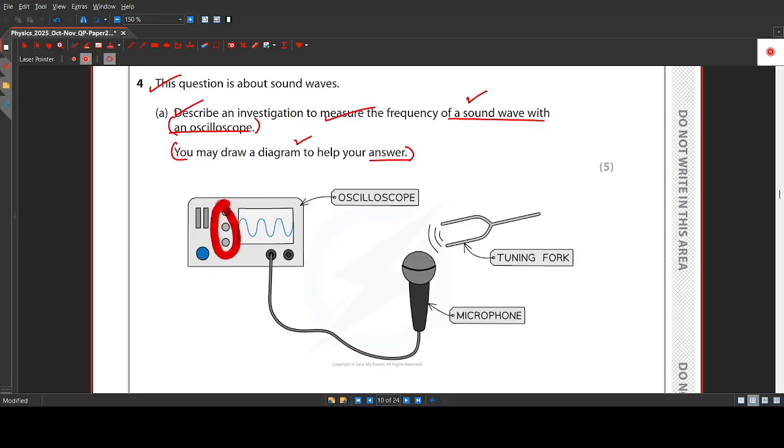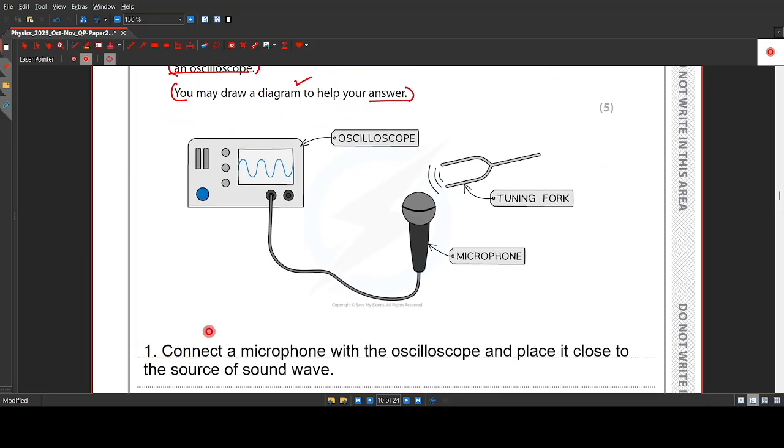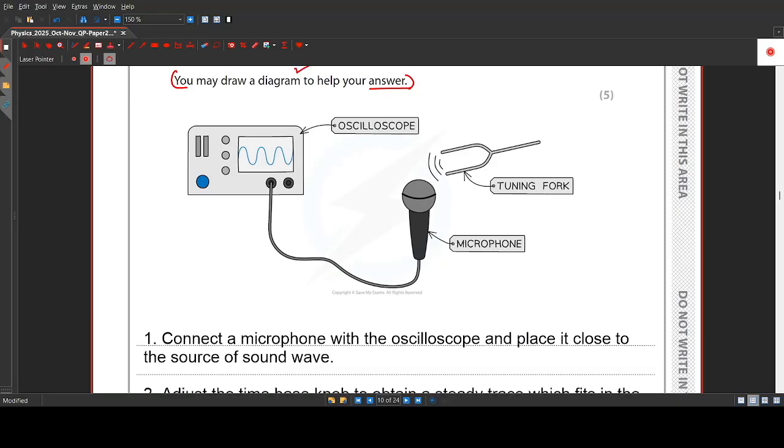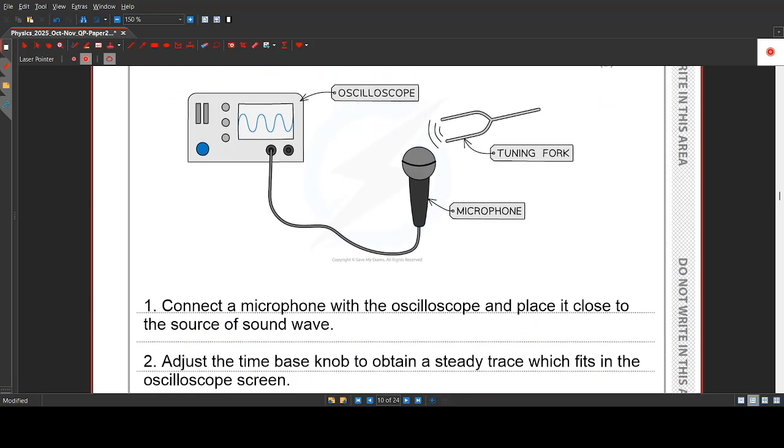We have got multiple knobs over here, and one of them is obviously the time-base knob, which we will have to deal with. Okay, now let's see how we will carry out this investigation. First step is connect a microphone to the oscilloscope and place it close to the source of the sound wave. Since they didn't tell us what is creating the sound wave, I just wrote source of a sound wave. Okay, adjust the time-base knob to obtain a steady trace which fits on the oscilloscope screen.